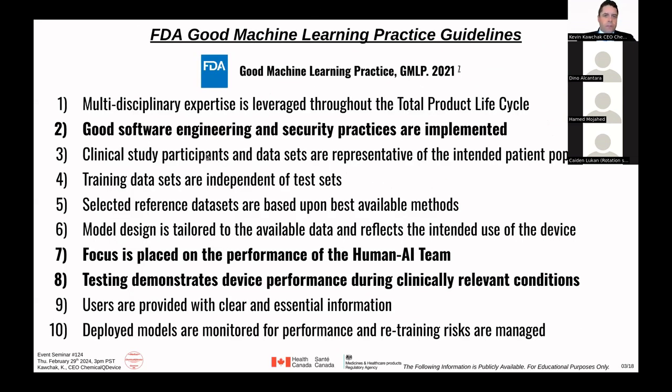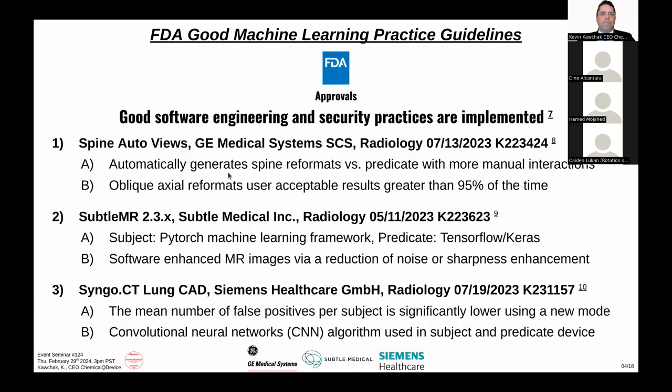So here's the list of the 10. They call it the GMLP. It's somewhat synonymous to CGMP if you've ever worked in regulatory areas and industry. It's a guideline. It's not exactly a law, per se, but it's very good to follow these. And I would say most of, if not all of, the recent approvals, going back a while, follow these: good software engineering, human AI team, and then clinically relevant conditions. It's abiding by these things.